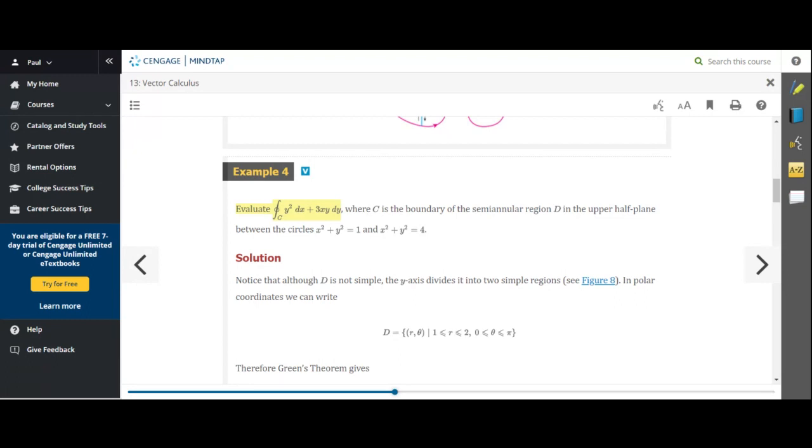What we're doing in example 4, when we compute this integral, is we're really computing the work that the force field with components y squared comma 3xy does in moving a particle once around the curve C. And the curve C encloses a region D in the upper half plane between the circles of radius 1 and radius 2.